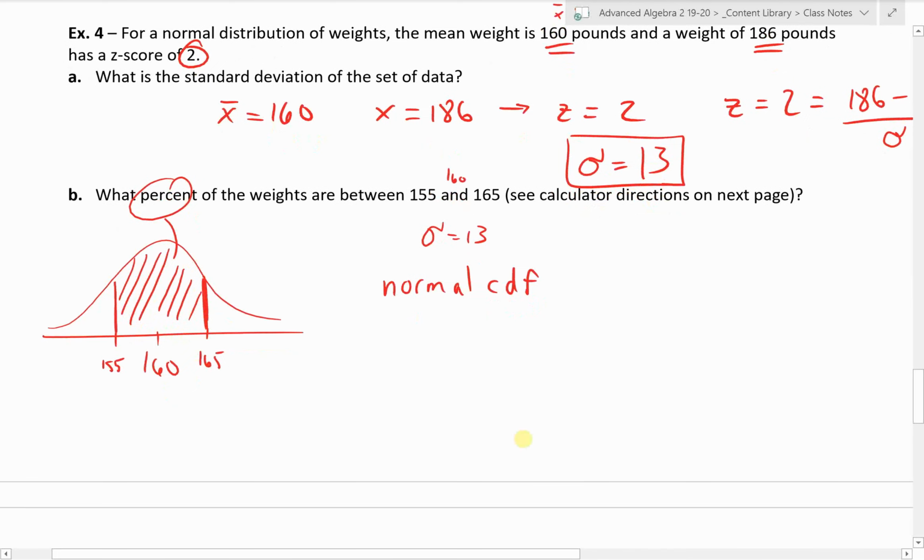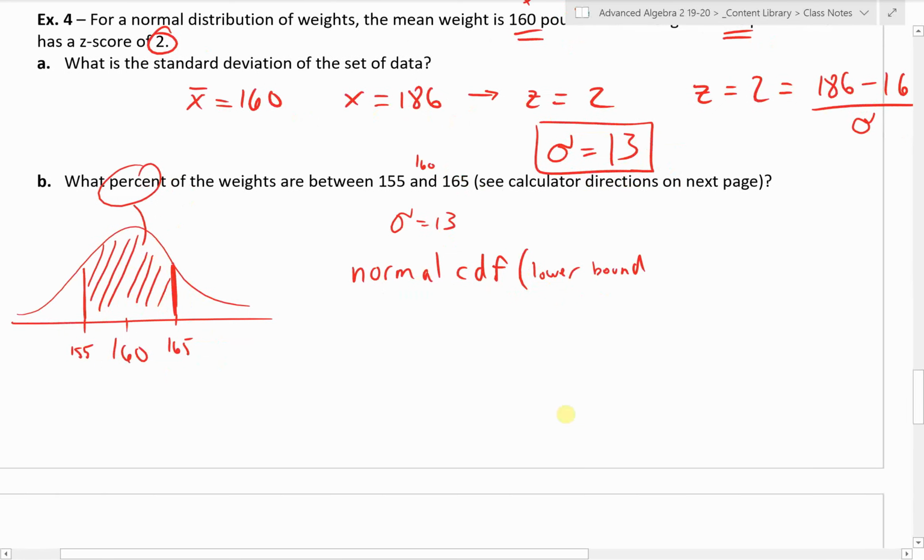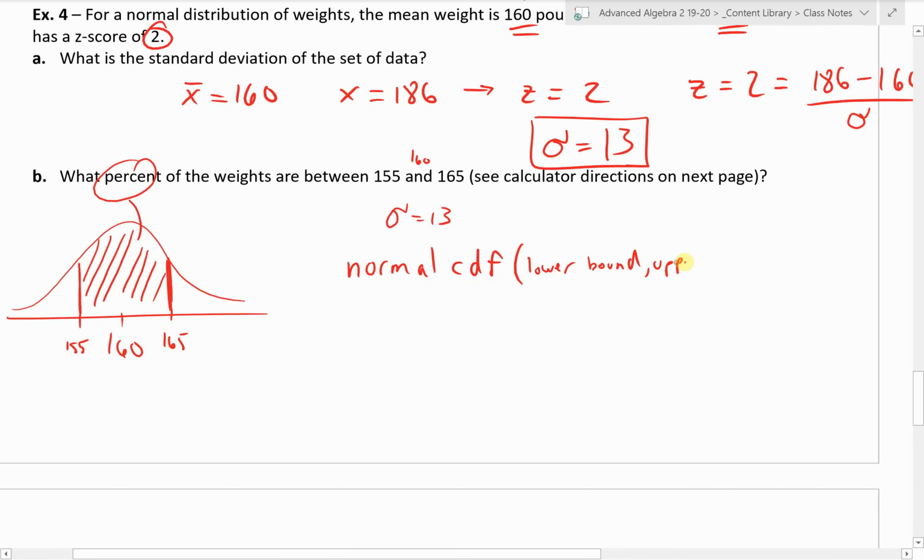Depending on your calculator, this can be pretty straightforward and easy to operate. But when you do the normal CDF function, you're going to need to know a few things. You're going to want to know what the lower bound is. You also need to know what your upper bound is. And you also need to know what your average is, as well as your standard deviation. Those are the four things you'll need to know to use your normal CDF command.